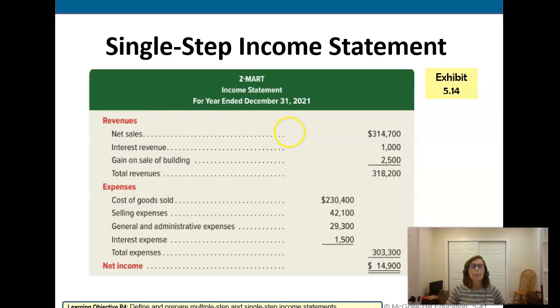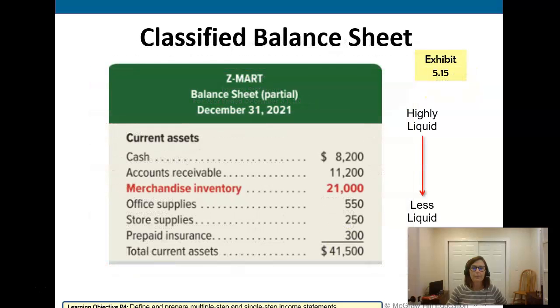With our single step, we start with net sales. We basically have all of our revenue sources at the top, and then at the bottom we don't have a separate subtract out of the cost of goods sold before we get to our expenses. Nope, we just lump cost of goods sold in with the rest of the expenses, and we subtract all of the expenses from all of the revenue to then end up with our net income. So it's just really two different presentations of the same concept. We still end up with the same net income in the end.